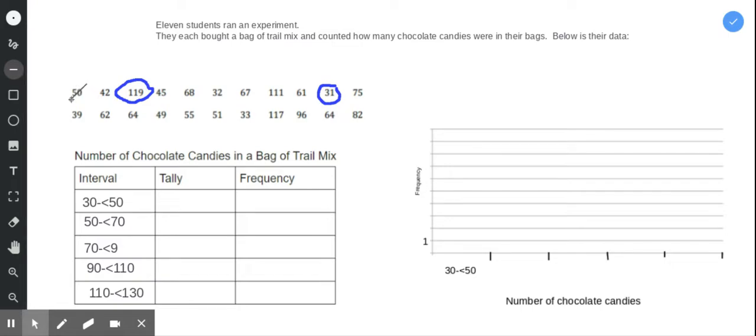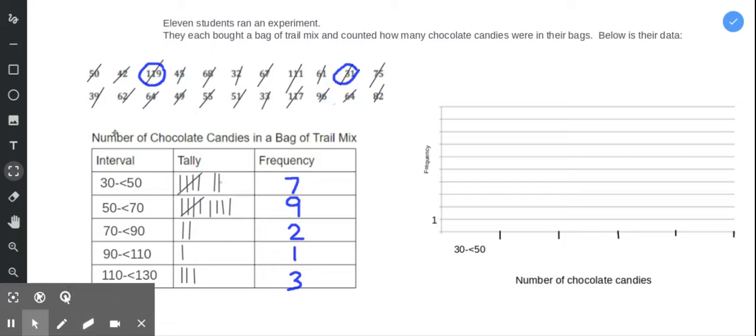I'm going to take the first number, cross it off, and I'm going to put 50. 50 is not less than 50, so it would go in the second group here, and I'm going to put a tally mark. Then I'm going to go through with 42, which would go up here. And I'm going to continue like this until all of my data has been input into my frequency table.